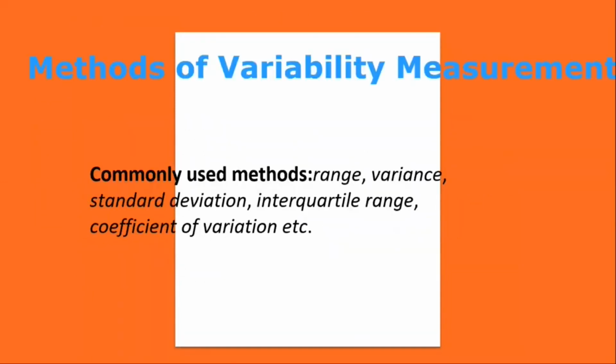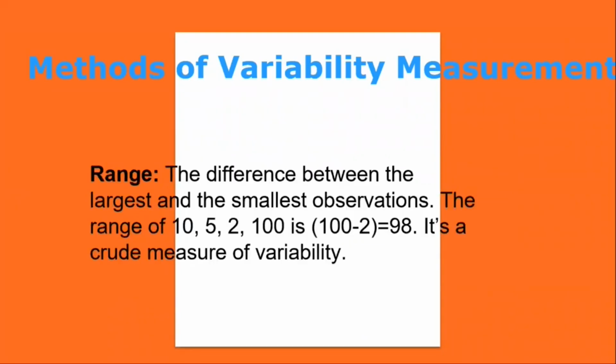Methods of variability measurement. Variability, or dispersion, measures the amount of scatter in a dataset. Commonly used methods: range, variance, standard deviation, interquartile range, coefficient of variation, etc. Range: the difference between the largest and the smallest observations. The range of 10, 5, 2, 100 is 100 - 2 = 98. It's a crude measure of variability.